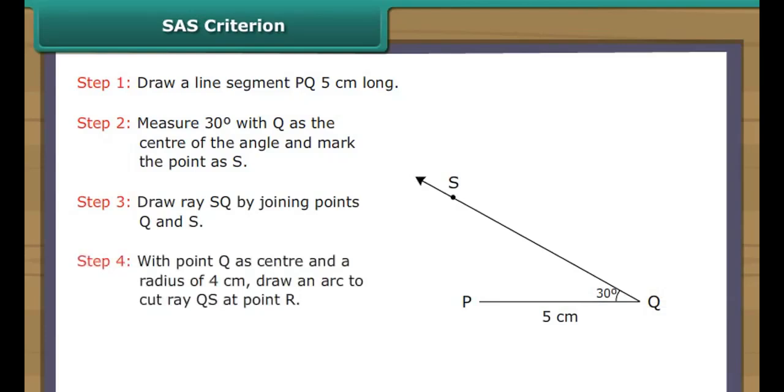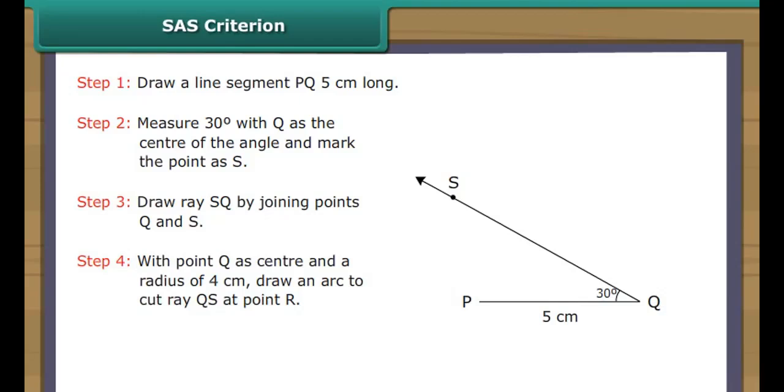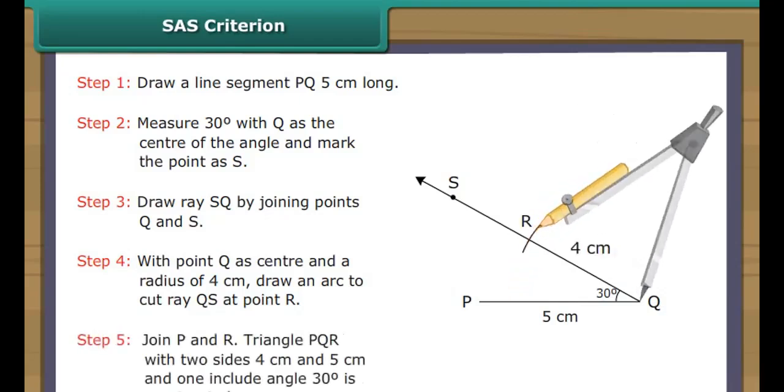With point Q as center and a radius of 4 cm, draw an arc to cut ray QS at point R. Join P and R. Triangle PQR with two sides 4 cm and 5 cm and one included angle 30 degrees is constructed.